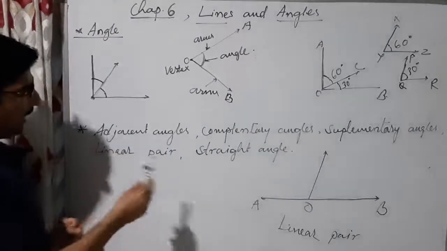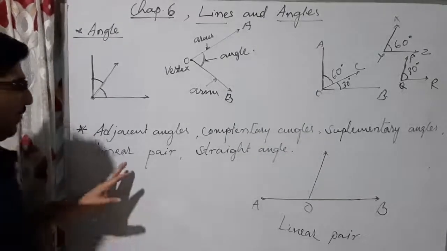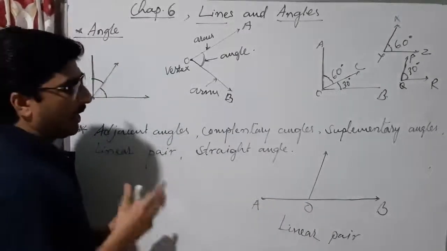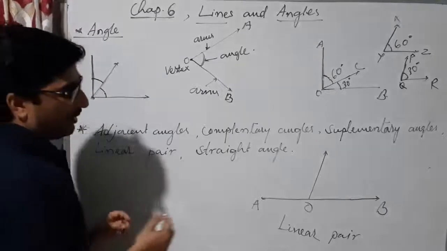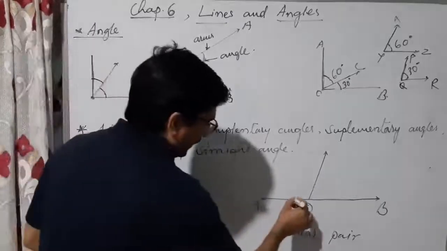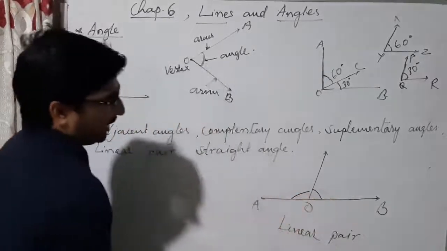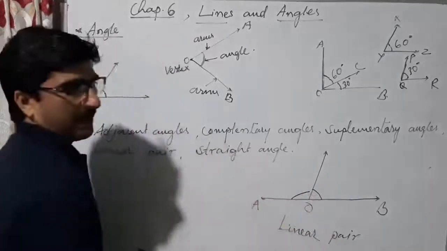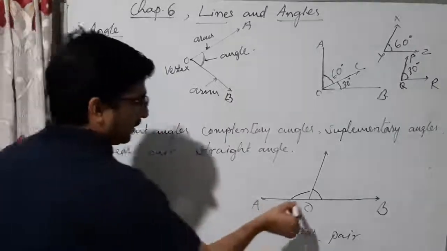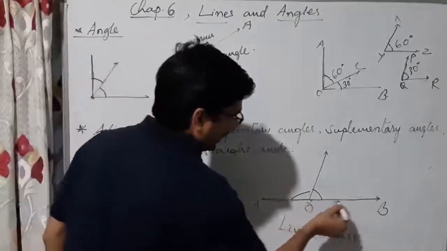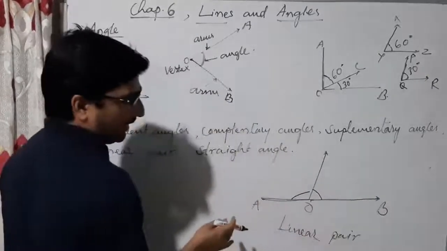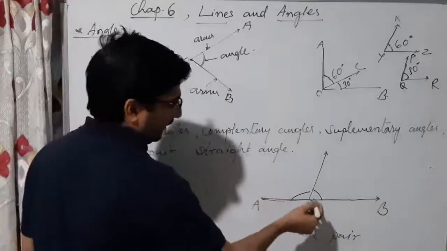Next point is linear pair. In a linear pair, the two angles must be adjacent angles. If the sum of two adjacent angles is 180 degree, then they are called a linear pair. Two angles, sum 180 degree, then these two rays, this one and this one, form a line. OA and OB form a line. That's why it is a linear pair.